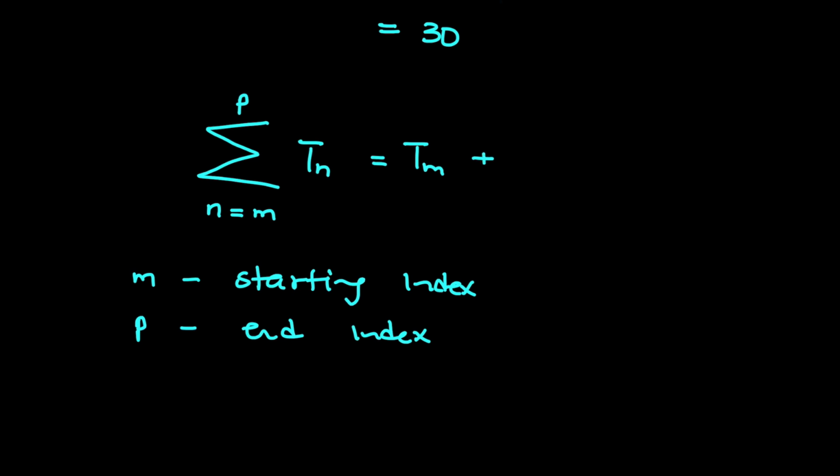One important thing I want you guys to take note of here is that this m is going to be increasing from m until p by steps of 1. So what I mean by that is that the second term here is going to be T of m plus 1, plus T of m plus 2. You see, it increases by steps of 1. Then we're going to continue until T of p.